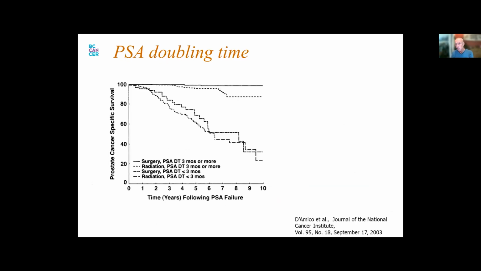So the PSA doubling time, whether you have surgery or radiation, can predict outcome. The top two curves are one with radiation and one with surgery, for those who have a rising PSA where the PSA is going up slower than doubling every 3 months. If the PSA is going up faster than doubling every 3 months, whether you have surgery or radiation, unfortunately, it's the same. In this study, after 6 years, 50% of people have succumbed to prostate cancer.